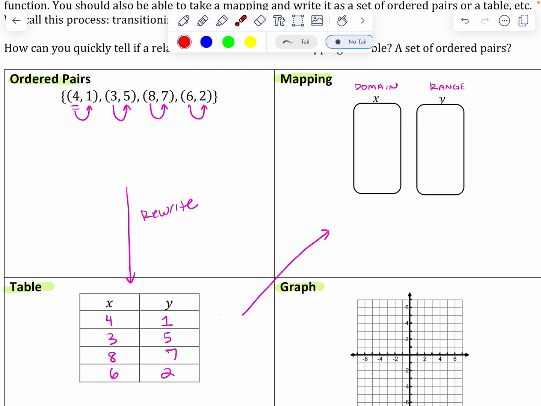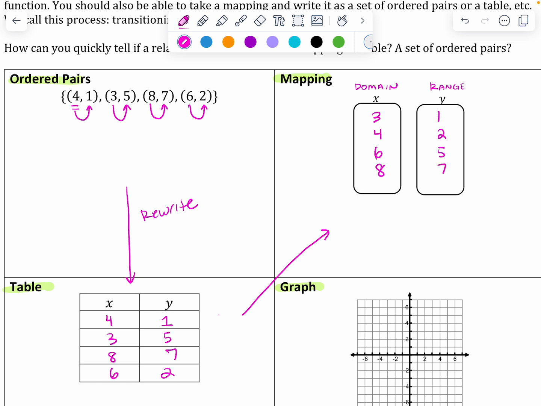So I'm looking at the chart here, and the lowest number I see is a 3, then a 4, then a 6, then an 8. I'm also going to reorganize the Y's, the outputs, numerically. So in order, smallest is 1, then there's a 2, then a 5, and the 7.